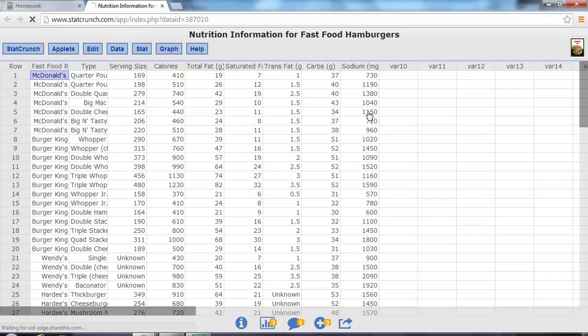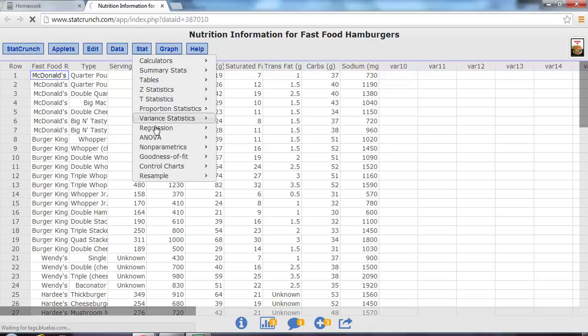Okay, so in this particular data set problem, we're looking at hamburgers, and we are curious, is there a difference between the restaurants and the total amount of fat that is in the hamburgers? So I could do one of 2 things. I could sit here, take the data for McDonald's, Burger King, Wendy's, and make separate columns for pulling these out manually, or I could let the computer do it for me.